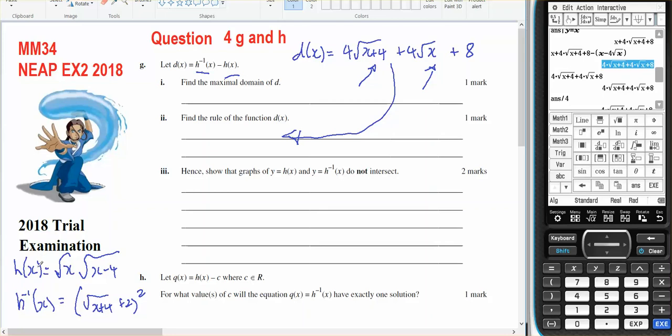So the domain of H is actually 4 to infinity, inclusive of 4. The domain of the inverse will be 0 to infinity, but the overlap is only 4 to infinity, so that's going to be 4 to infinity.